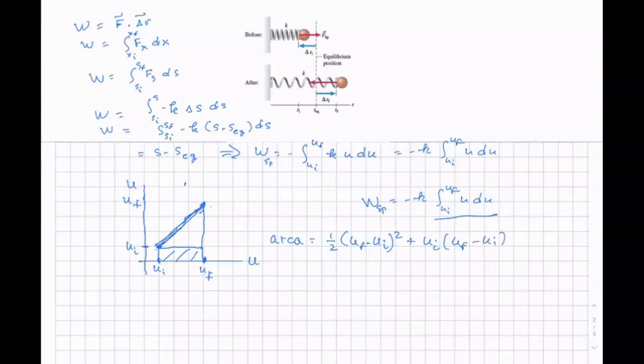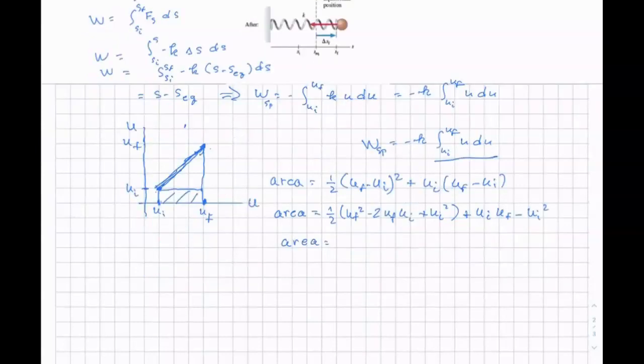Then we multiply this all out, and when we do, we get the result that you see on this line. We carefully do the math here, and we see that this reduces to one half u final squared minus u initial squared.